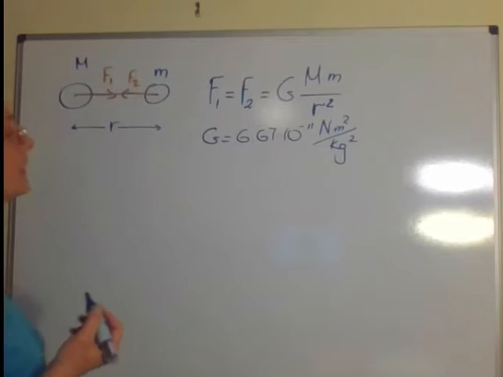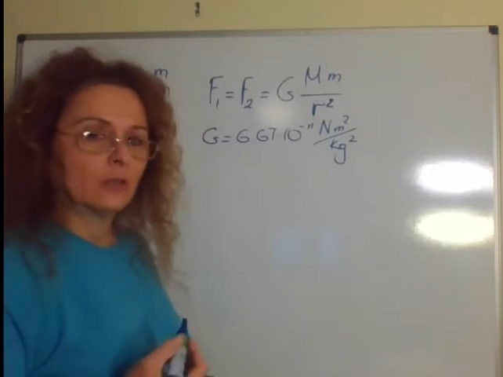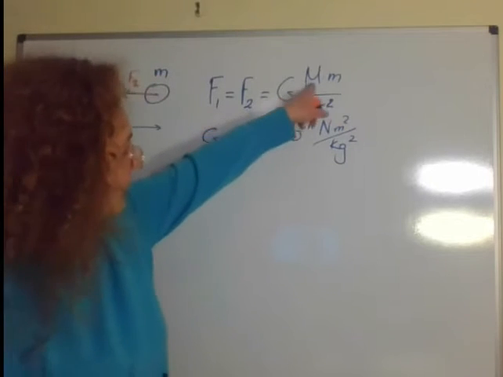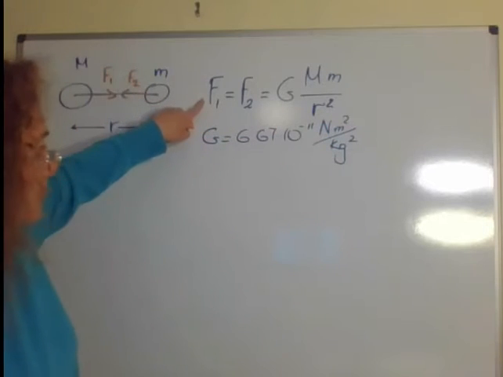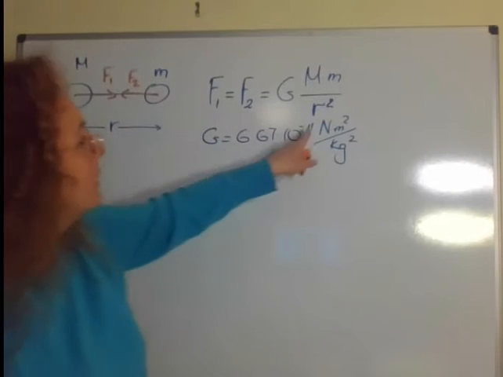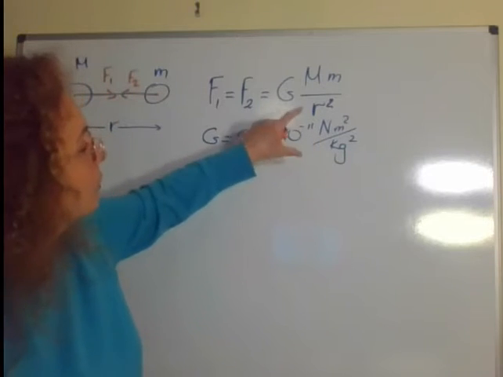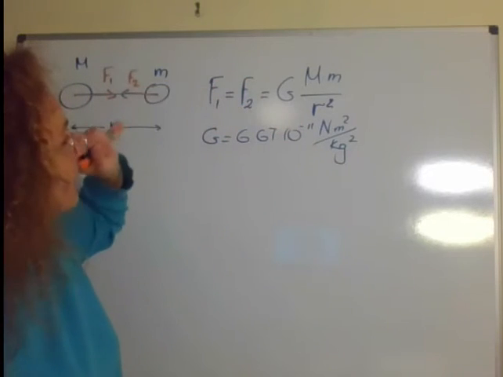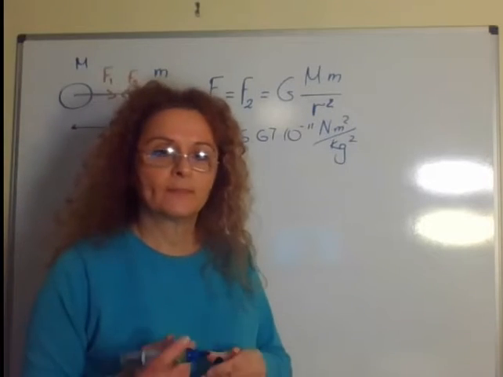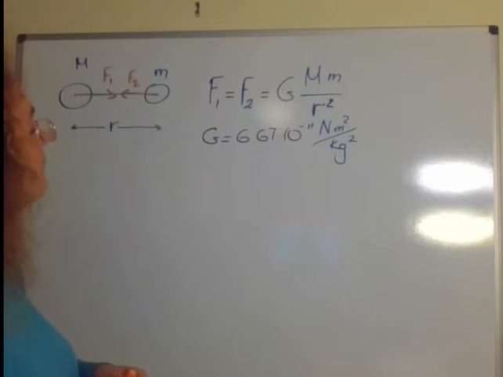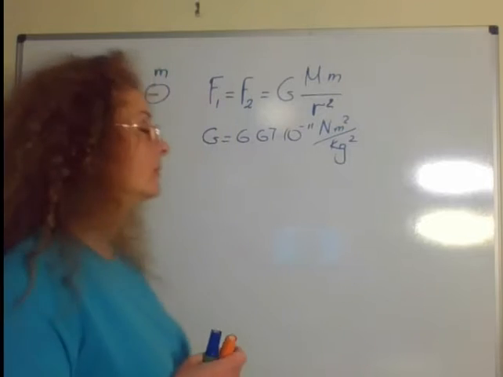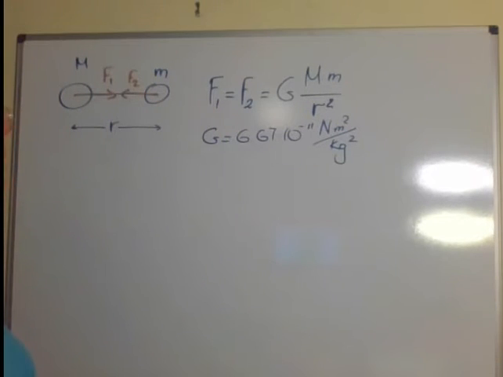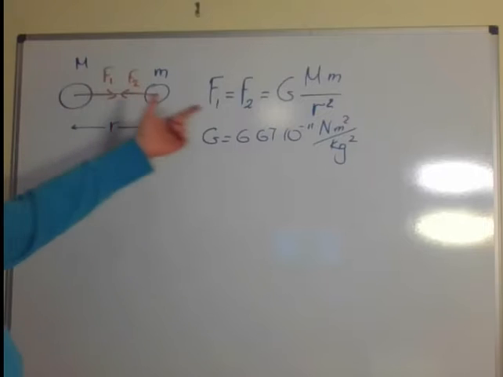Why does this constant have units? Because in this formula we have kilograms for masses, we have meters for distance, and we need to find newtons. And to do so, we included in the constant these units, so we come up with a result having newtons as the unit, right?